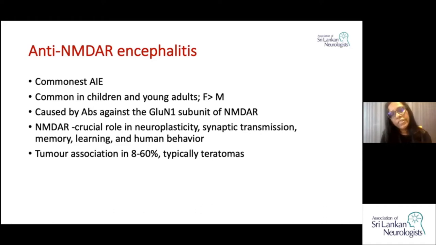The interesting association with teratomas was described initially in the documentation, and we thought it was mainly related to teratomas. But now we know that the association with teratomas is basically age dependent. So it's mostly in females who are older than 18 years, and also it's more in Black females. And therefore, we know that in the childhood group, particularly those who are less than 12 years, the tumor association is extremely rare. So let's look at the symptoms.